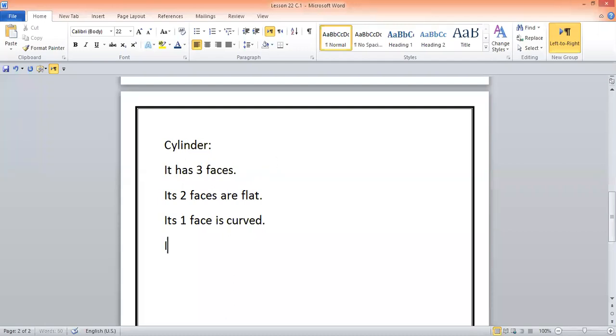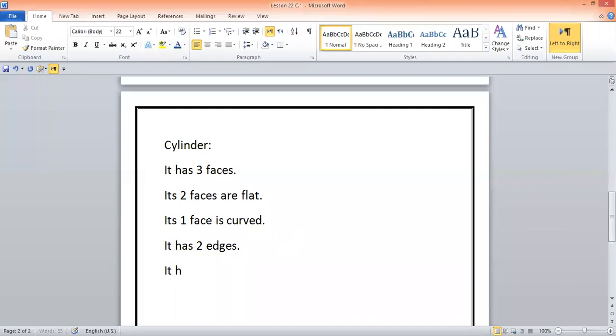The next point I will write, it has dash edges. Guys, do you remember how many edges does a cylinder have? It has two edges, which are circular. It has two curved edges, okay? It's not straight, but I'm not writing curved here. It has two edges. I showed you where these edges are.